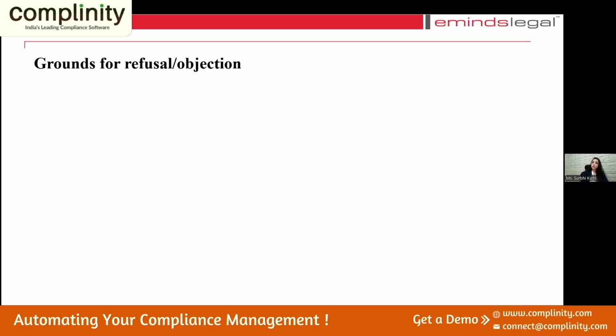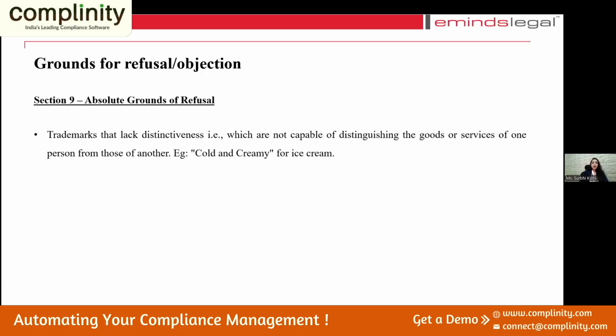Now, what are the grounds for refusal and objection? When can the examiner refuse or object to your mark? Section 9 deals with the absolute grounds of refusal under the Trademarks Act 1999. Trademarks that lack distinctiveness, that is, which are not capable of distinguishing the goods or services of one person from those of others. For example, cold and creamy cannot be used for ice cream because it is very obvious that this mark is used for ice cream, and the goods and services cannot be distinguished from your mark, which is why this mark cannot be registered.